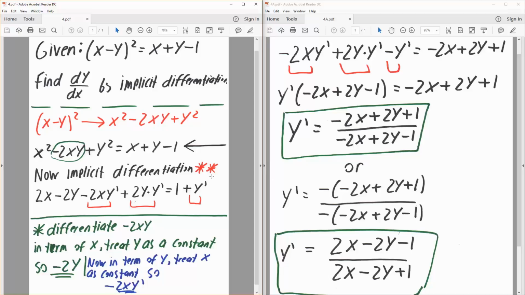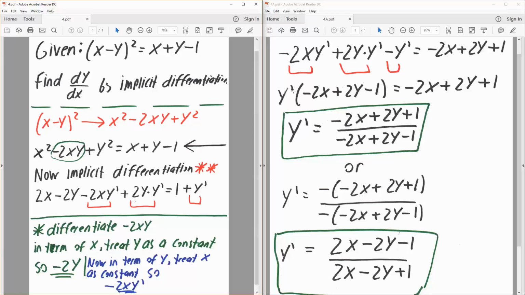And next, we're going to isolate all of our y primes to one side. So we would get minus 2x y prime plus 2y y prime minus y prime. We're simply moving this plus y prime over to this side right here. So we would get a minus y prime is equal to, we will move this, so we would get negative 2x. We move this, so we get positive 2y plus 1.